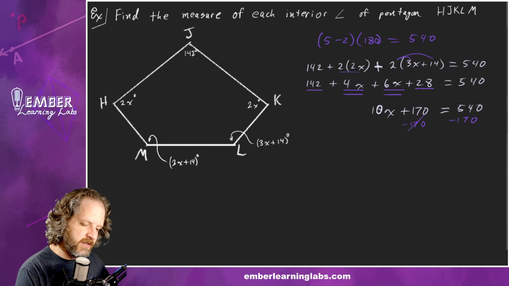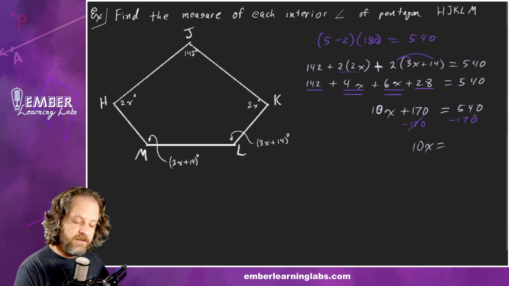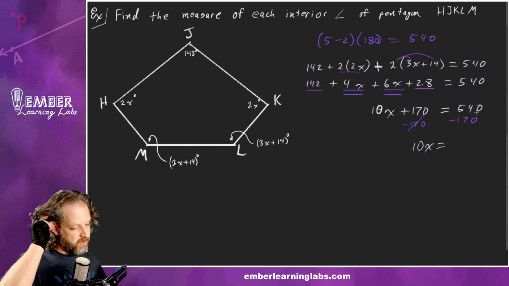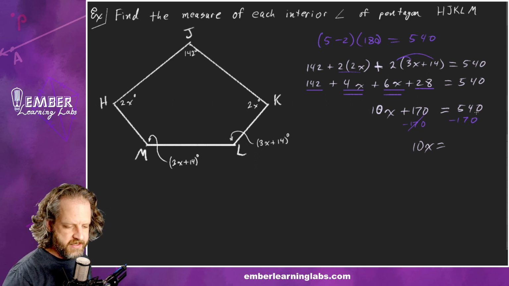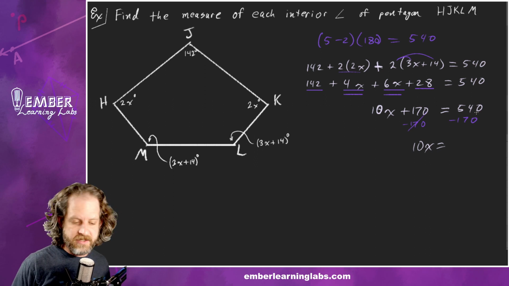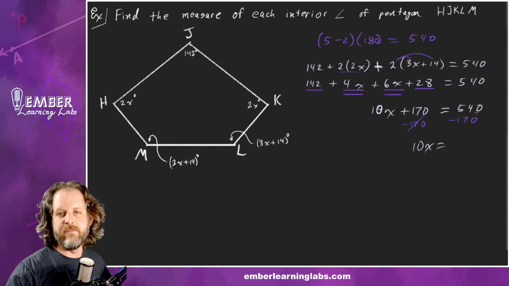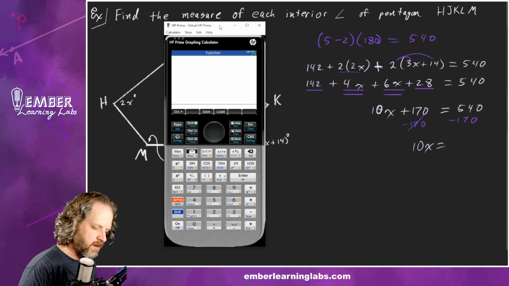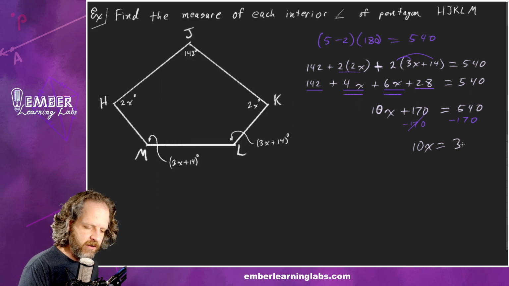And then we've got 10x equals 540 minus 170. That's going to be like 370 something. Something like that. Give me a second. All right. So 540 minus 170 equals 370. Yay, look, I was right. Isn't that what I said? I don't know. Roll back the tape.